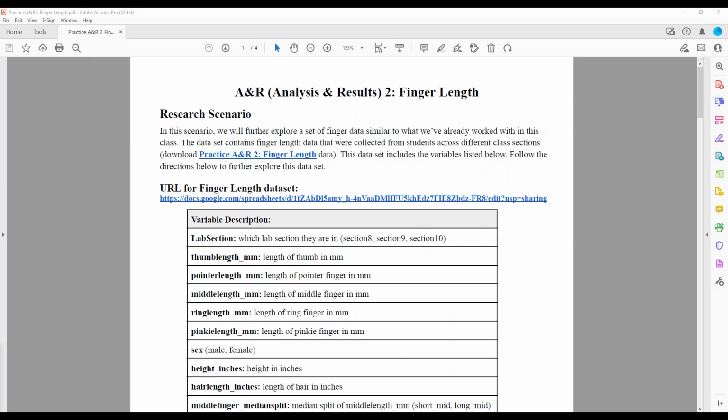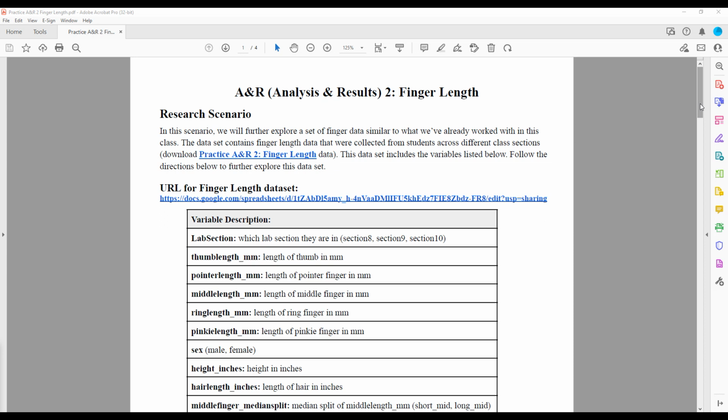Okay, I am going to walk us through the second analysis and results practice version. I am not going to answer all of the questions as some of them are very similar or the same as what are on the actual A&R. So some of them you'll have to grapple with yourself and go look up, but I will walk through how to complete the JASP portion of this.